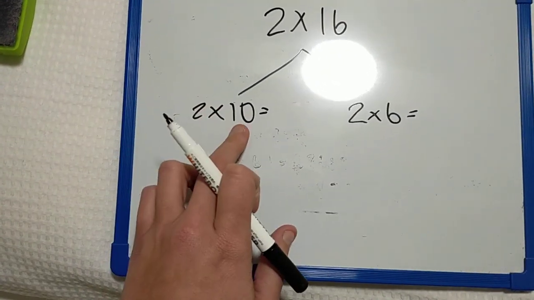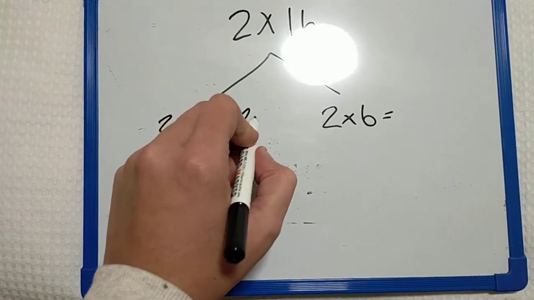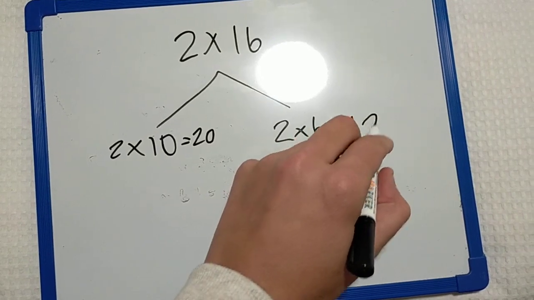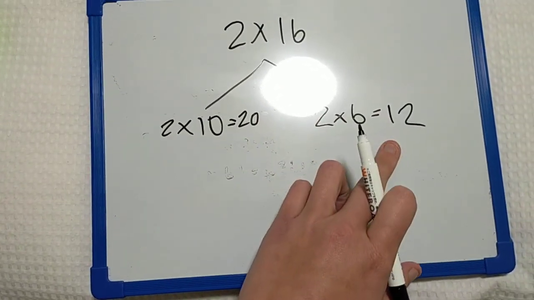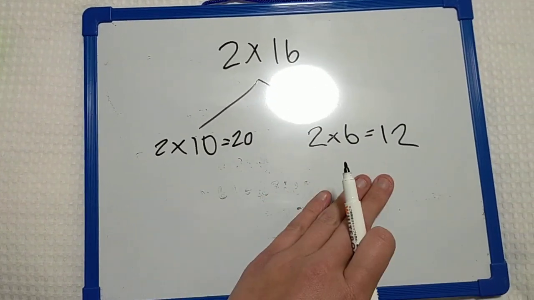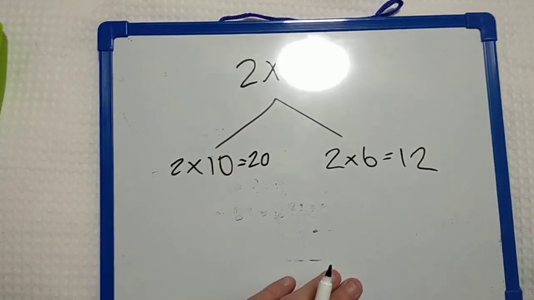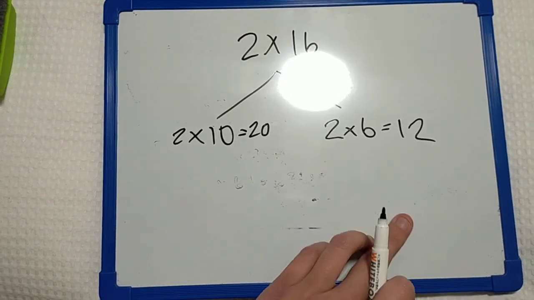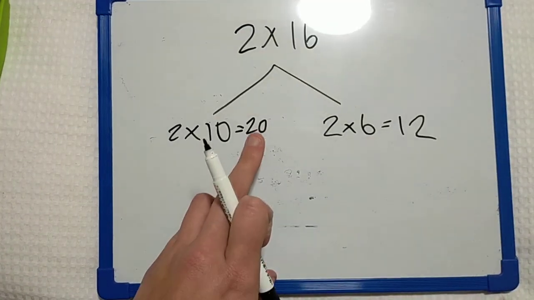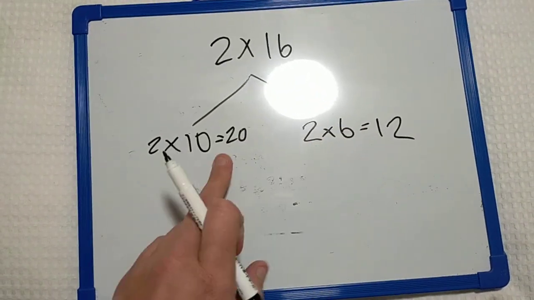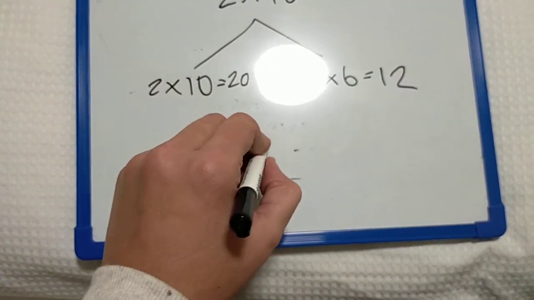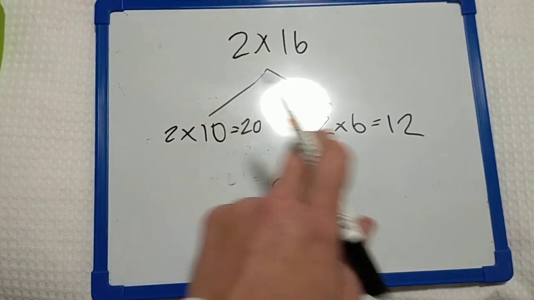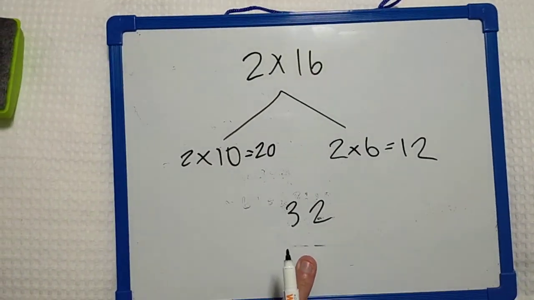So 2 groups of 10 is 20, and 2 times 6 is 12. So now I need to join those back together because I've done 10 and 6 instead of 16 all at once. So now I need to add 20 and 12 together. I'm going to add the tens first because they're easy. 20 and 10, which gives me 30. And the 2 from here. Nothing plus 2 equals 2, 32.